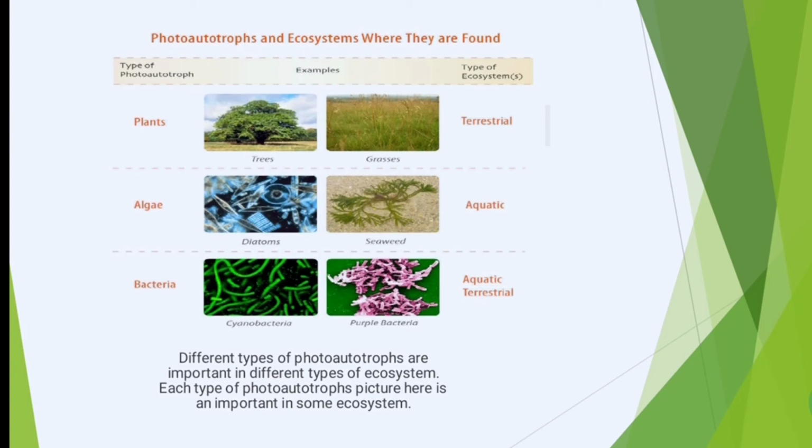Photoautotrophs and the ecosystems where they are found. Types of photoautotrophs: plants, for example trees and grasses. Type of ecosystem: terrestrial. Types of photoautotrophs: algae, diatoms, seaweeds. Type of ecosystem: aquatic. Types of photoautotrophs: bacteria, for example cyanobacteria and purple bacteria. Type of ecosystem: aquatic and terrestrial.